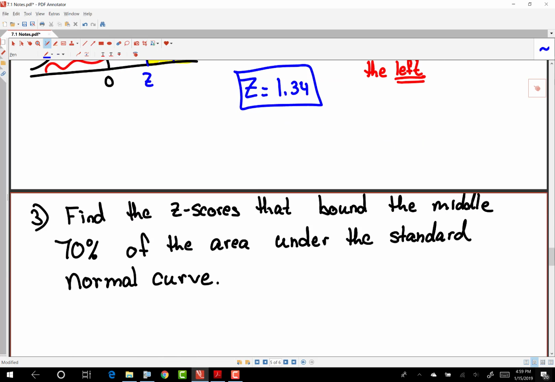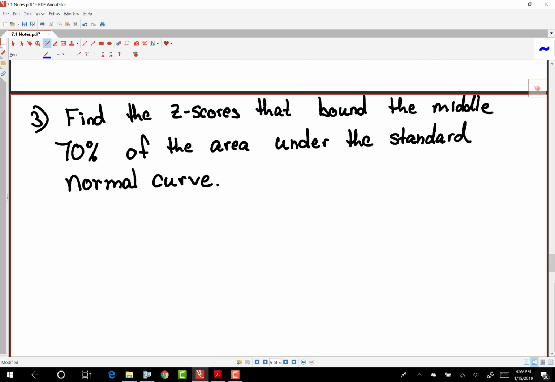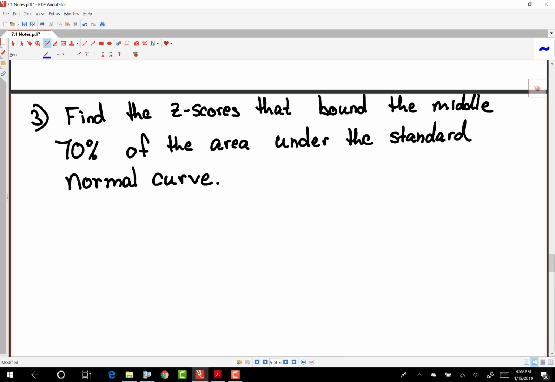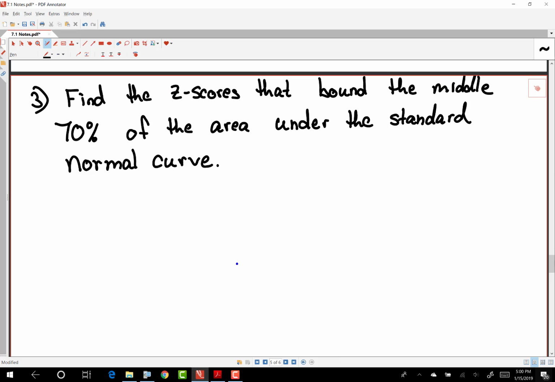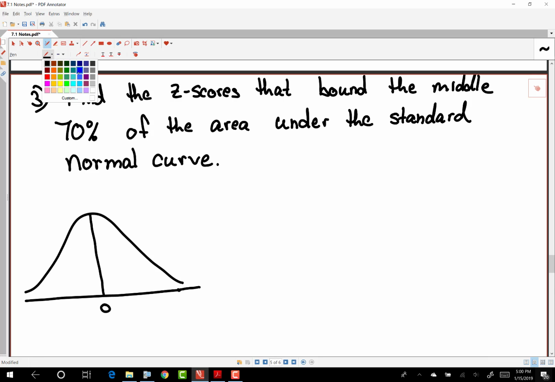Okay, let's look at another one here. This is the last one. Then I have some notation things to talk about. So for this one, they want us to find the z-scores that bound the middle 70% of the area under the standard normal curve. So what they're saying here, again, it's always helpful to look at a picture. Here's 0, the mean. We want to find 2 z-scores. We're going to have one on the negative side. We'll call that one z1. And one on the positive side, we'll call that one z2. So that this area between them is 70% of the area.